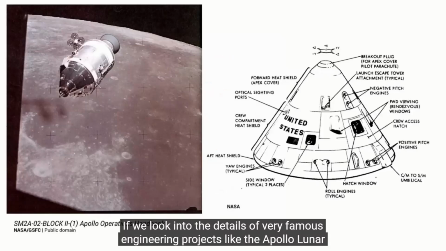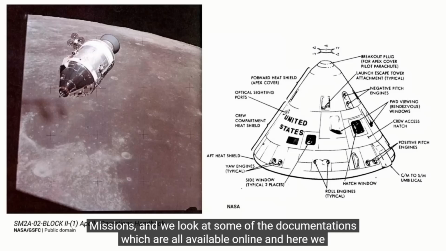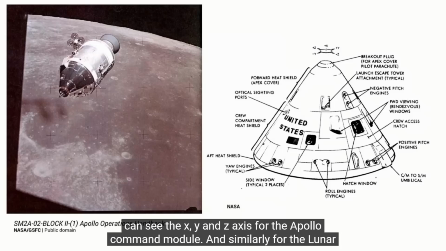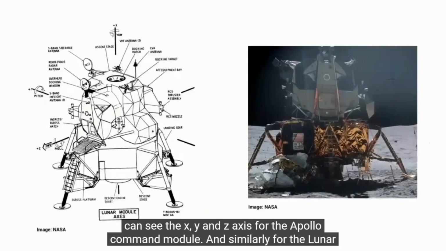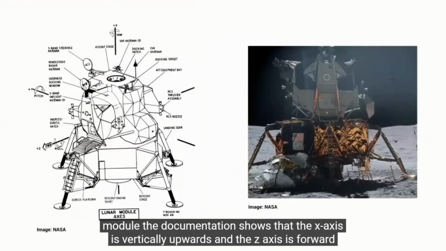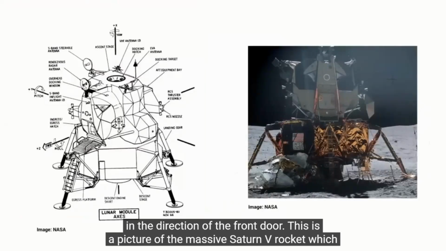If we look into the details of very famous engineering projects like the Apollo moon missions, and we look at some of the documentation which is all available online, here we can see the X, Y, and Z axes for the Apollo command module. And similarly for the lunar module, the documentation shows that the x-axis is vertically upwards and the z-axis is forward in the direction of the front door.